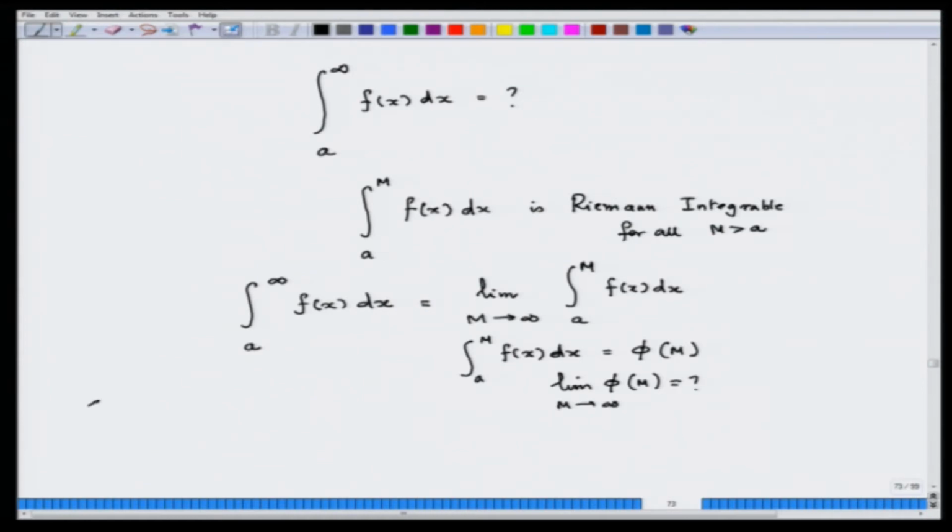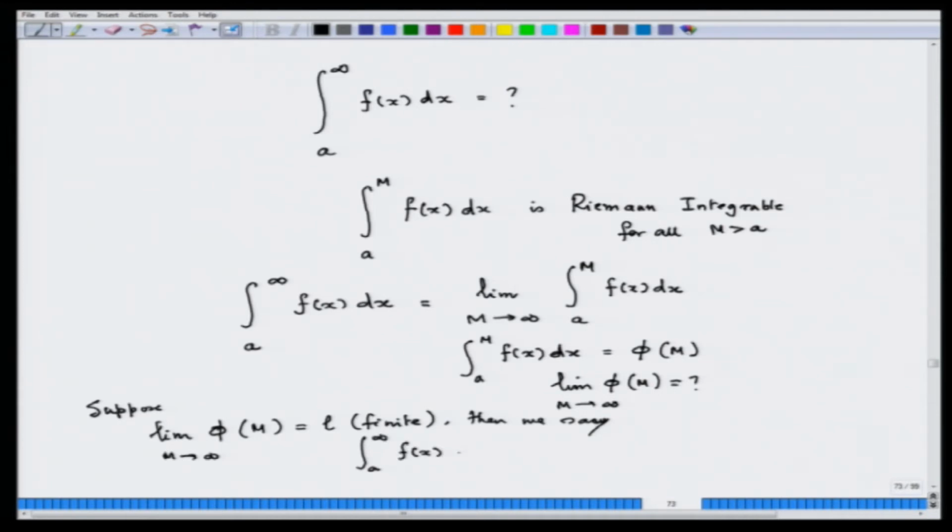Now, suppose that the limit of phi m is finite, say it is L. Then we say the integral from a to infinity of f(x) dx is equal to L. That is the way we define. This is a definition, and then we define the integral from a to infinity as L.